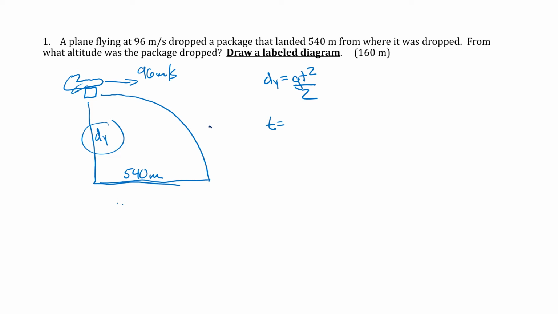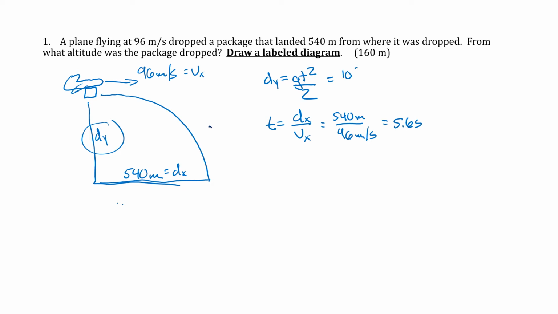Because we don't know anything about the y-axis, but we do know that our dx is 540 meters and our vx is 96 meters per second. So we can get our t there by doing dx divided by vx. Again, how long we're in the air for is also going to be determined by how far we went and how fast we're going horizontally, right? So we do 540 meters divided by 96 meters per second. And that tells us it's going to take 5.6 seconds to hit the ground.